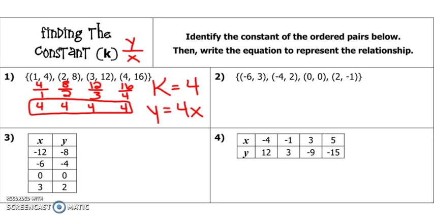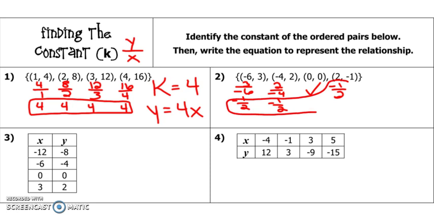If I look at number 2, again, k for my constant is always y over x. So 3 over negative 6, which is negative 1/2. 2 over negative 4, which is negative 1/2. 0, 0 is the origin, so that automatically works. And then I have negative 1/2. Because all three of those are the same and it goes through the origin, it's a direct variation where my value of k is negative 1/2. So my equation becomes y equals negative 1/2 x.